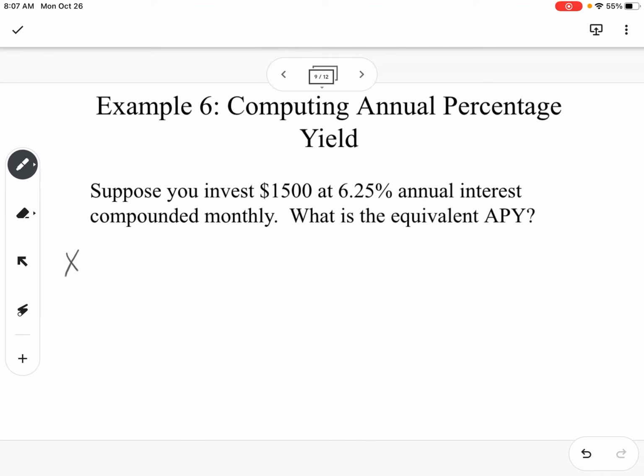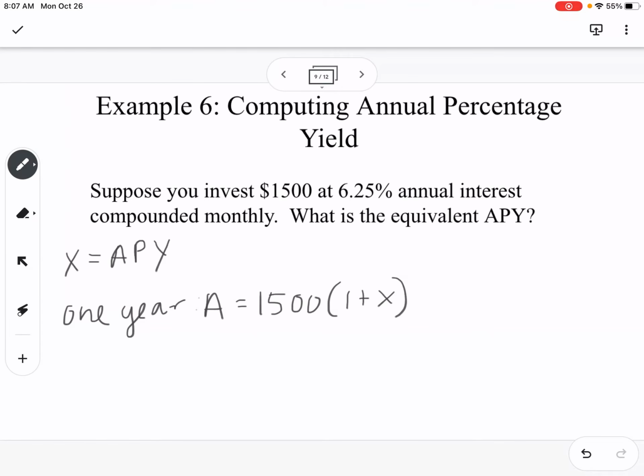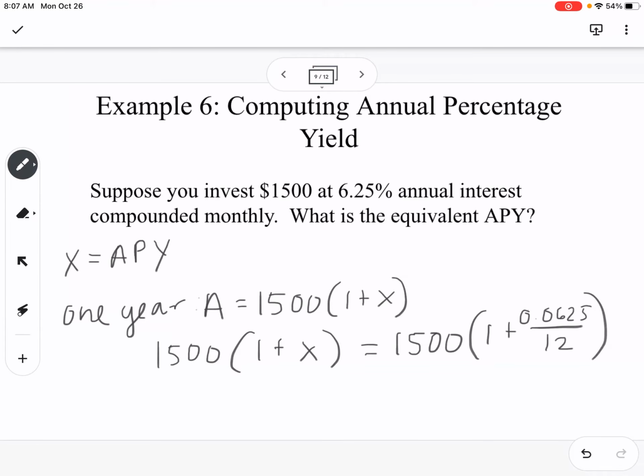If we let X equal our annual percentage yield, then for 1 year, A equals 1,500 times (1 + X). So if we set up our equation, we're going to say 1,500 times (1 + X) is equal to 1,500 times (1 plus our rate, 0.0625 over 12, because it's compounded monthly) raised to the 12 times 1 year.